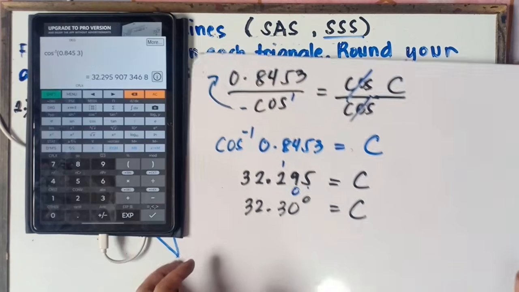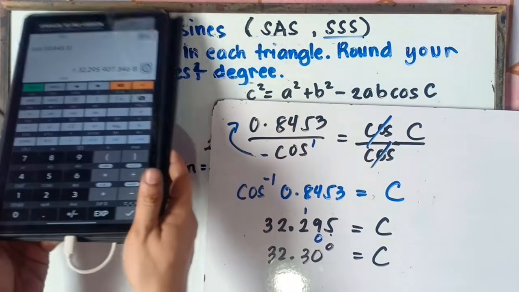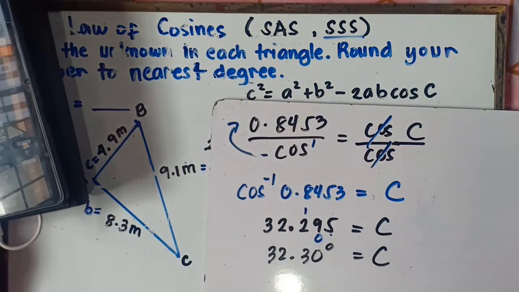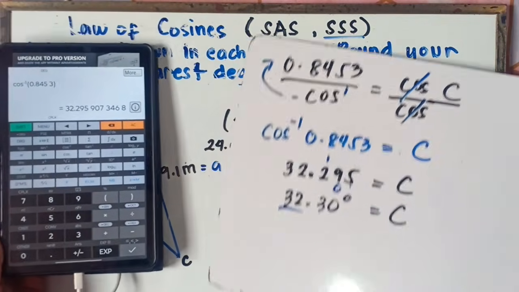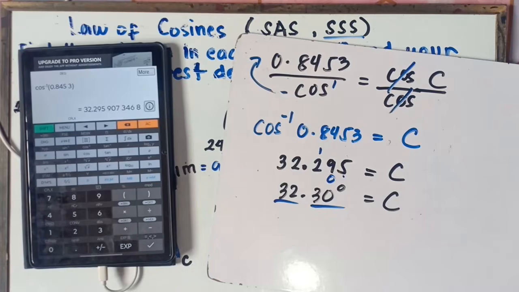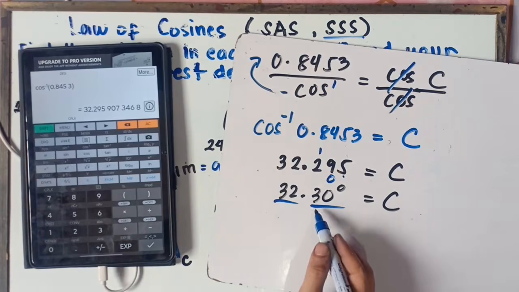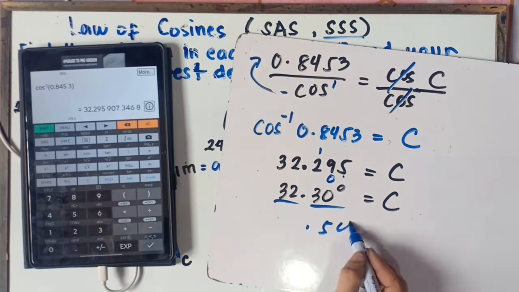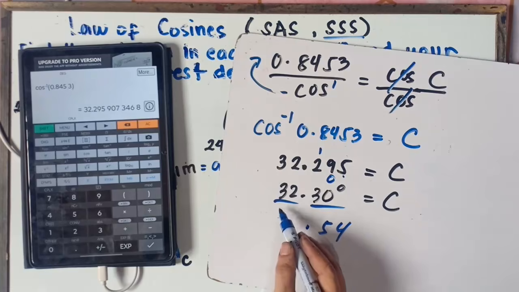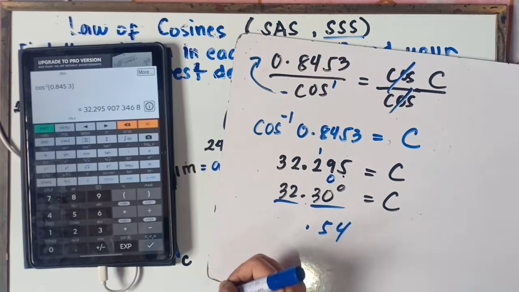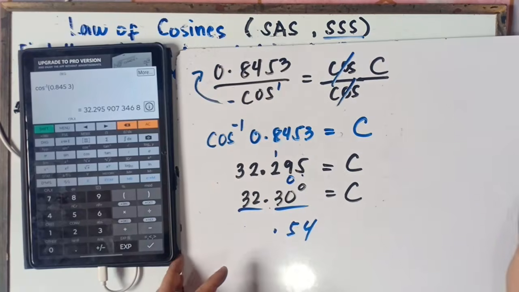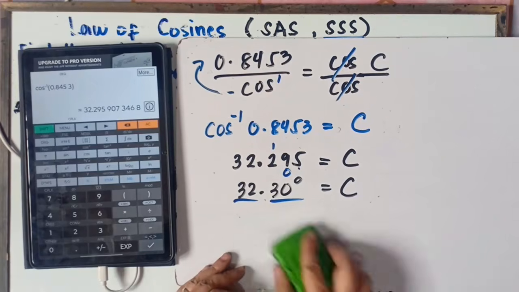But once again, in our question, we're going to round our answer to the nearest degree. Since this is 0.30, therefore, we need to have 32 only, because this is not greater than 0.50. If this is 0.54, therefore, that would be 33. Since this is only 0.30, we cannot round up. Simply copy 32. Therefore, the answer is 32 degrees.